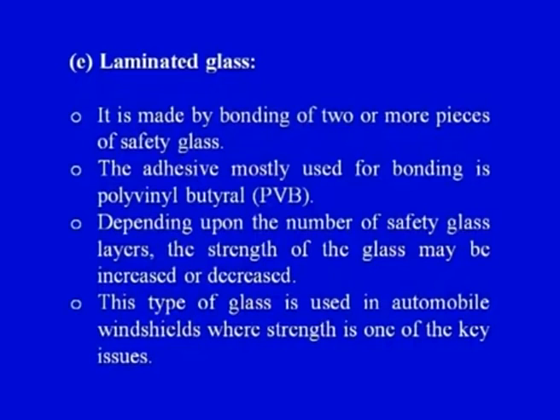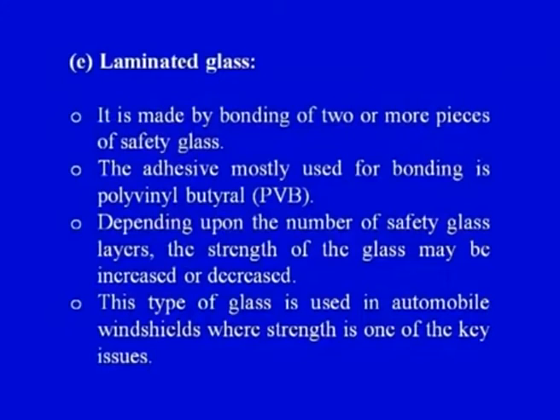Then we have laminated glass. What is laminated glass? It is made by bonding two or more pieces of safety glass. In the previous slide we saw how toughened or safety glass is made. It is subjected to a higher temperature, and finally that temperature is brought down with the help of an air blast. At the surface we have compressive stress, in between the glass plate we have tensile stress, and this type of glass is called toughened or safety glass.